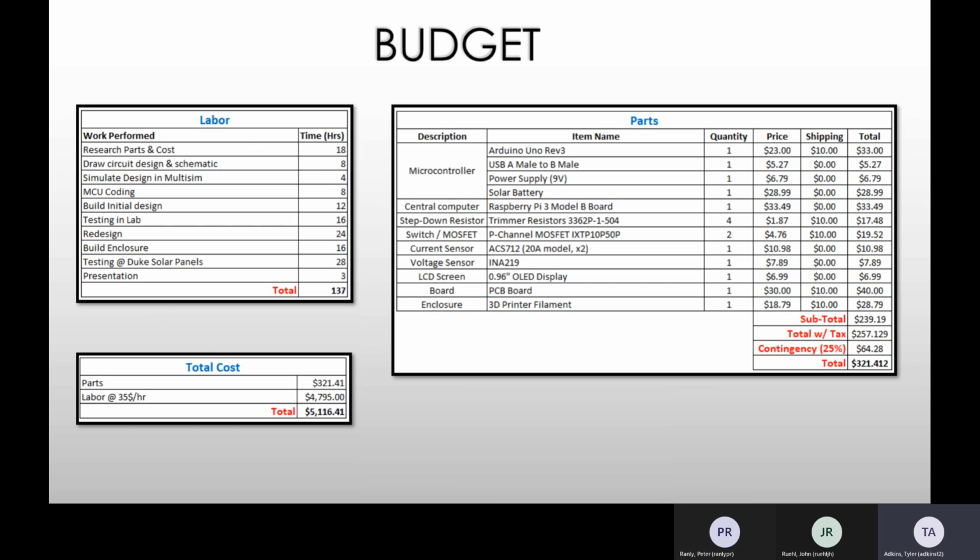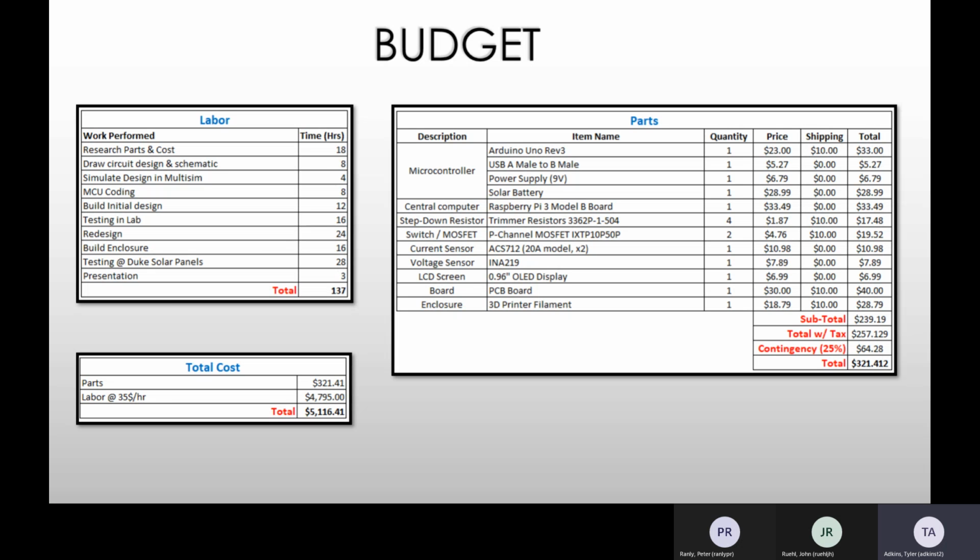So the budget, the money, the fun stuff. Our total cost is over $5,000, but that's due to the labor. Nicely for us, we are not paid for this. So really what we're looking at is the parts on the right. The microcontroller, the Arduino Uno: we're going to need one of those, $23. PCB board, $30. The MOSFETs are going to be almost $5 each. And then with tax, it's going to be $260.